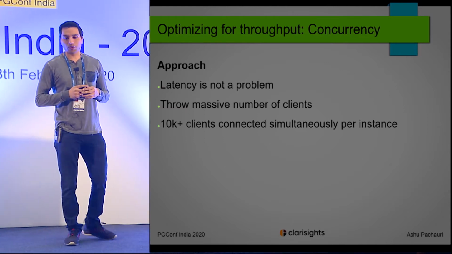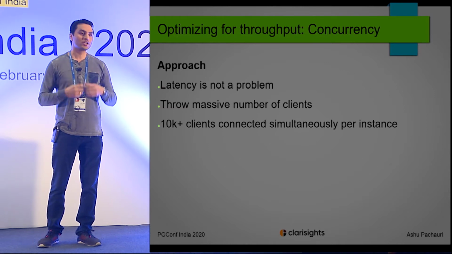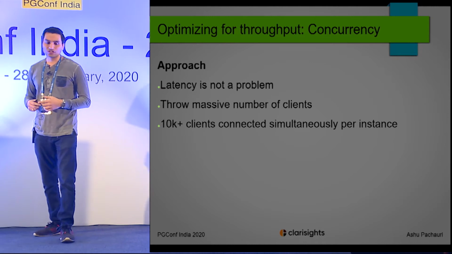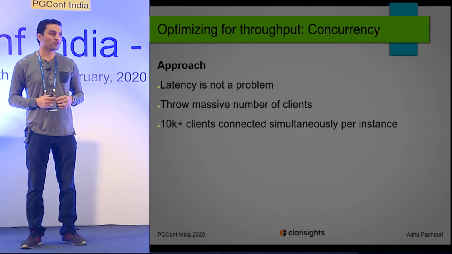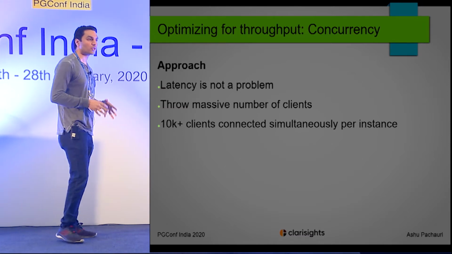So how do you optimize for throughput? Naive approach. We want to do more writes, let's throw more writes at the system. Concurrency. Since latency is not a problem, we throw a massive number of clients at Postgres. More than 10,000 connections at a single point of time to a single machine.